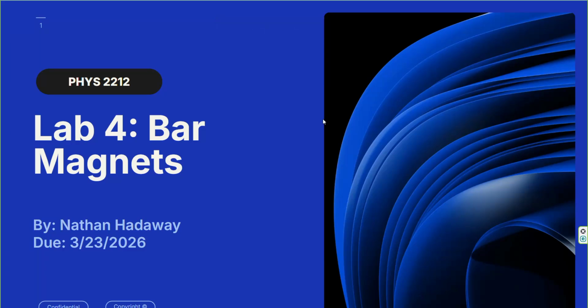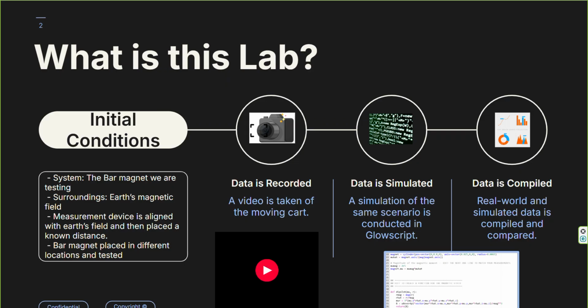My name is Nathan Hadaway, and this is my Physics 2212 Lab 4 on bar magnets. What is this lab? Well, this is a lab where we took a bar magnet and we tested the magnetic field at different places around it, different distances around it, using an app on our phone.